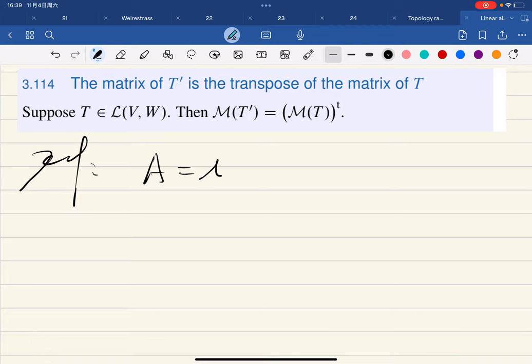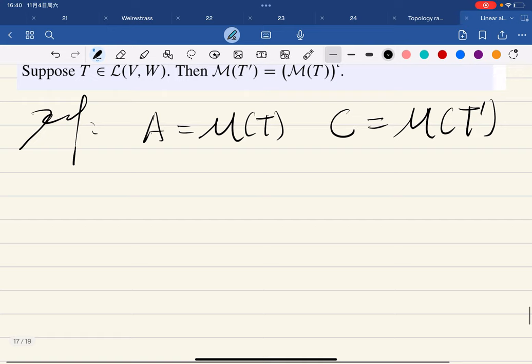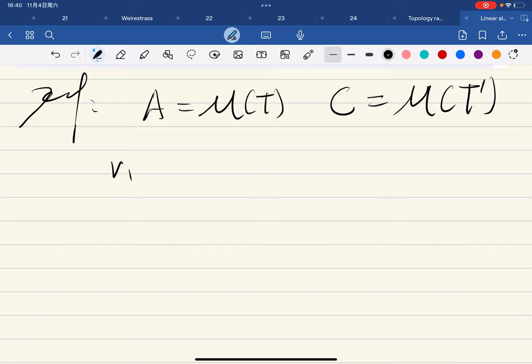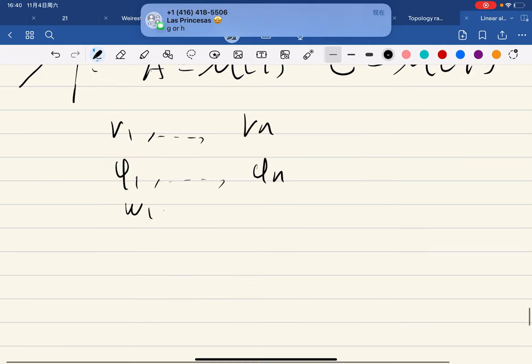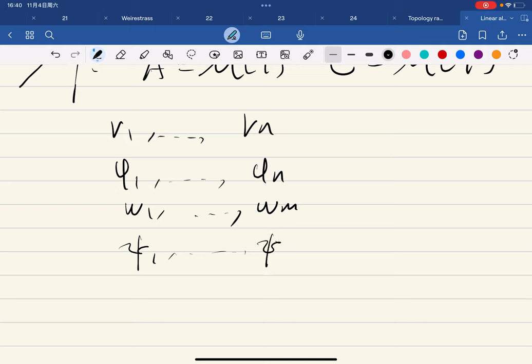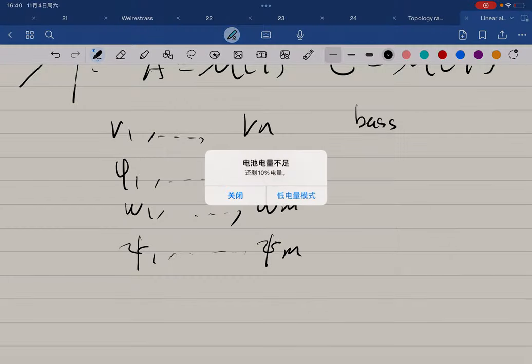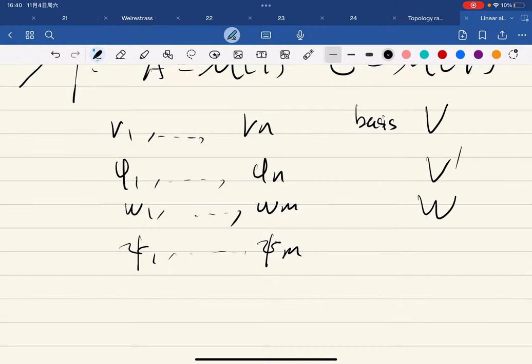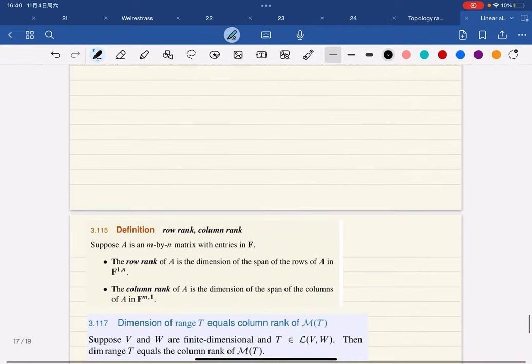So first we let A equal the matrix of T, and C the matrix of T prime, okay? So first, we know that T prime of phi j. So basically we get some basic settings. v1 through vn, and phi1 through phi n, w1 through wm, and psi1 through psi m, bases of V, W, okay? Now, let's add more page.